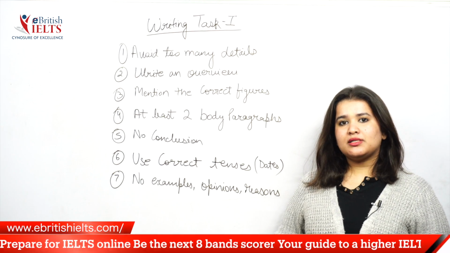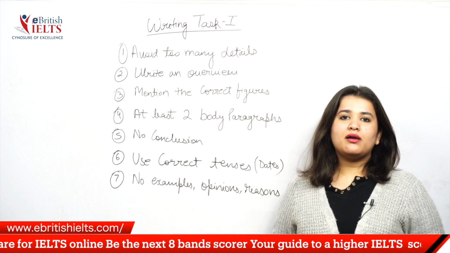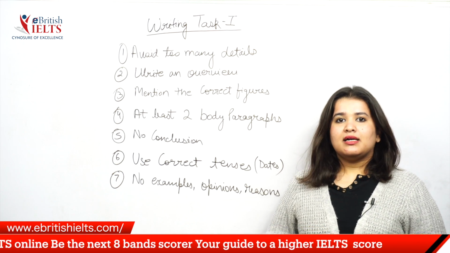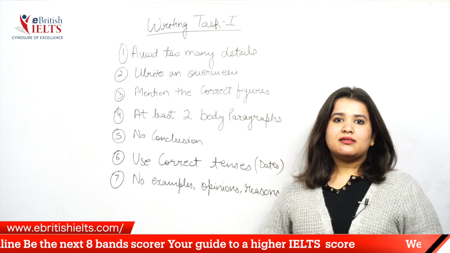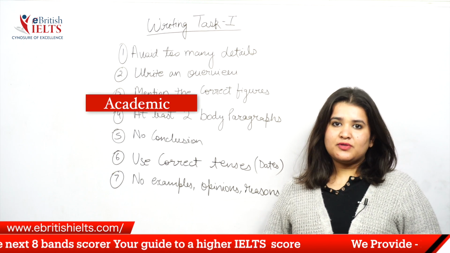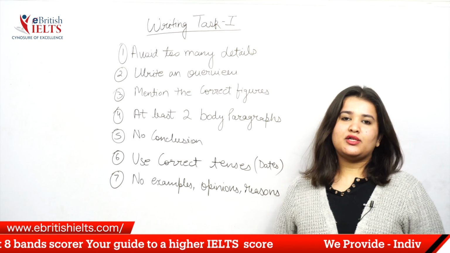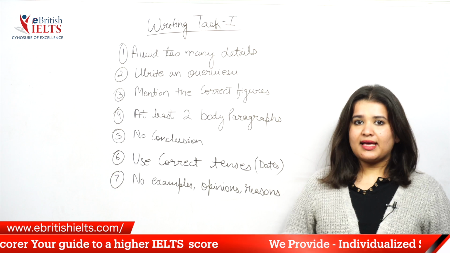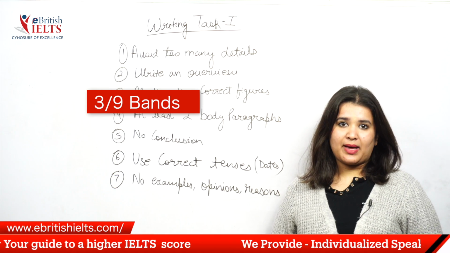And in the general training part of it, you are usually given a letter to write. It can be any kind of letter, a formal letter, an informal letter, or a semi-formal letter. So today we're going to discuss some tips for the academic part so that you can perform better in your writing task. Now remember that the writing task 1 carries 3 out of 9 bands.